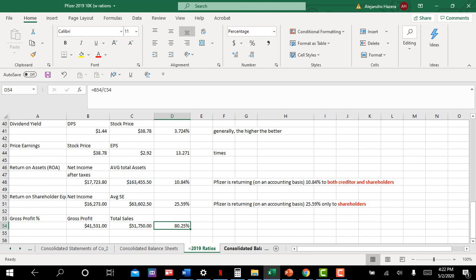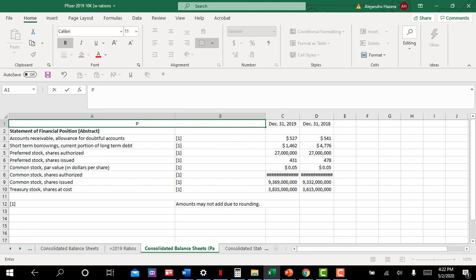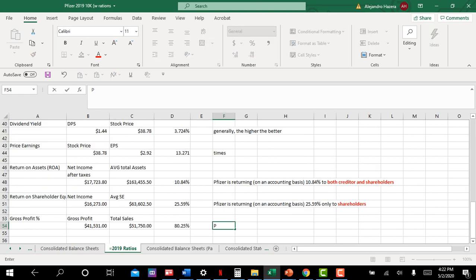So 80.25% is great. So I'll put a little explanation here. Pfizer is returning a gross profit of about 80 cents. So I'm going to put here 80 cents for every dollar of sales.